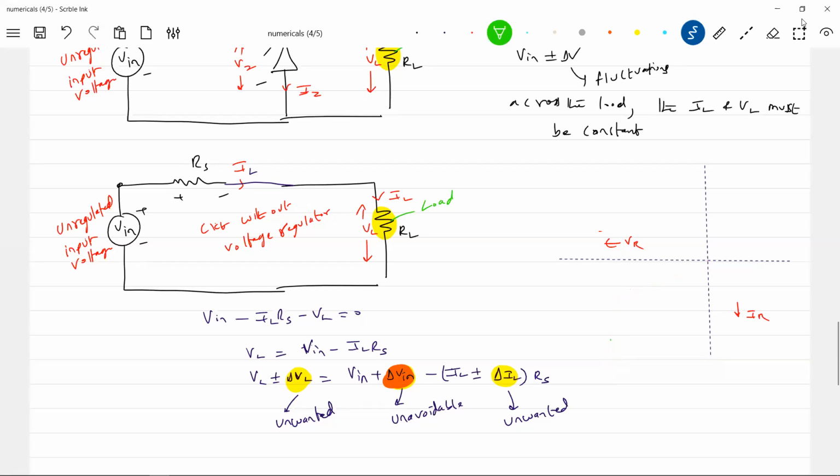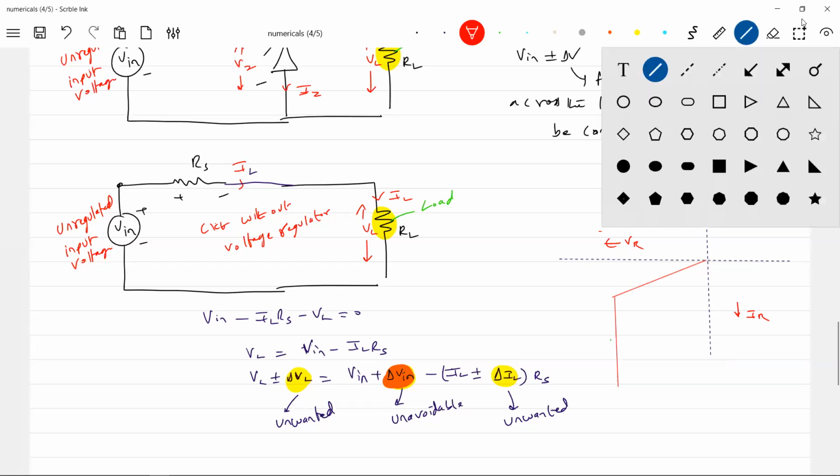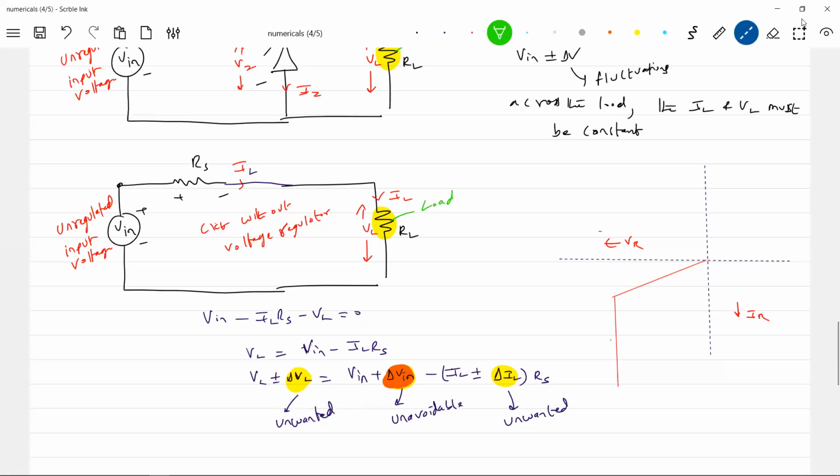Let me take the ideal one first. This is the breakdown voltage. Look at this part. In this region, how will this Zener diode behave? Though the current through the Zener diode increases, the voltage will not fluctuate. There won't be a change in voltage.